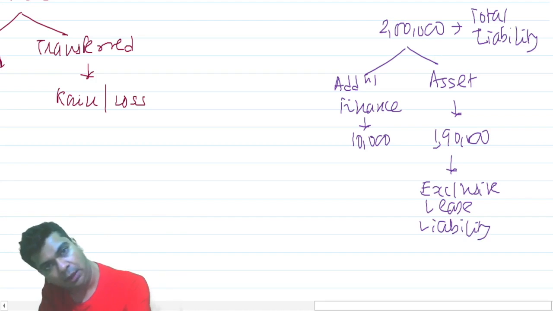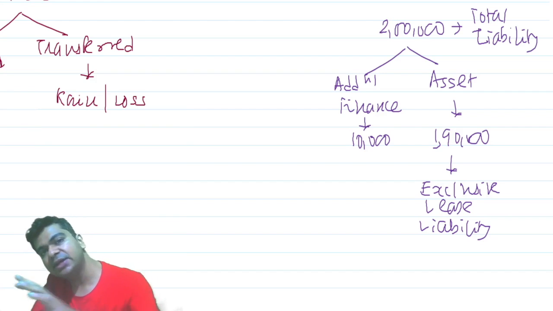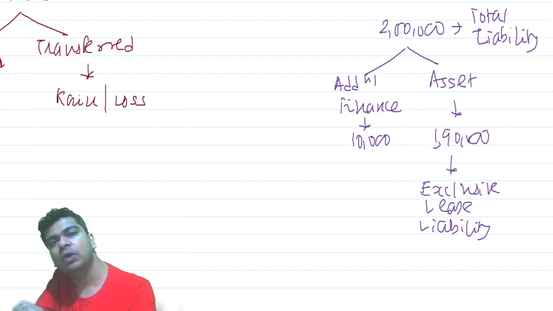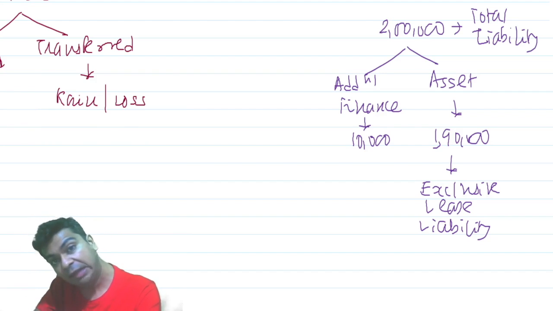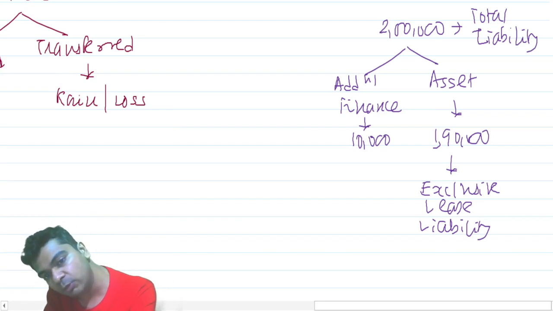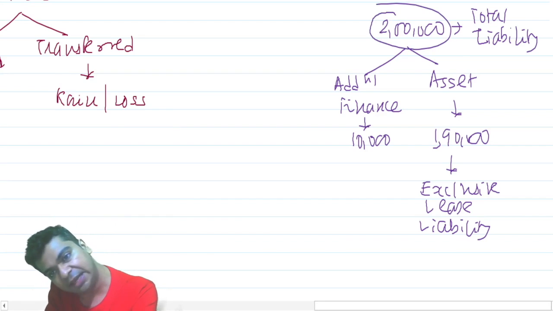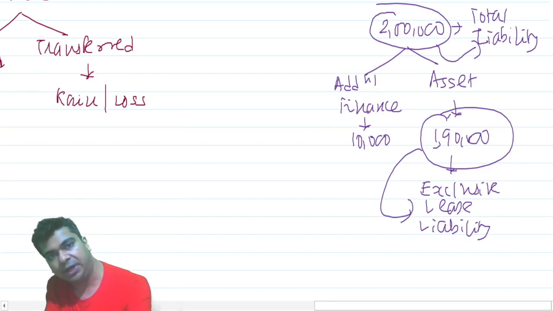Do you agree with me? Every year you are supposed to pay 2 lakhs of rupees, so that's your total liability. But you as a lessee know that out of that 2 lakhs, some amount is for that extra money that we got from the buyer, while the rest of the amount is for the asset. So when I discount 2 lakhs, I will get total liability. But when I discount 1,90,000, I'll get exclusive lease liability.